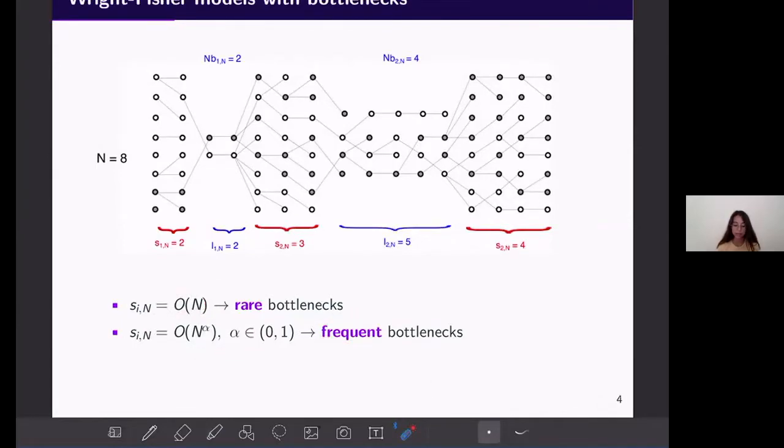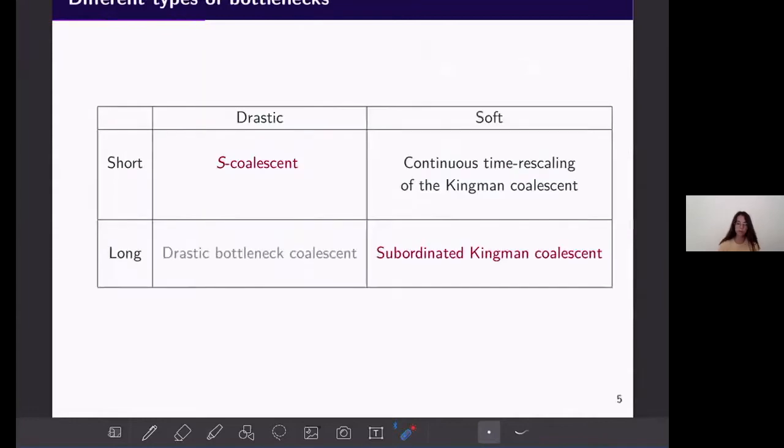This is important because this time scale is the one that we use to obtain the Wright-Fisher diffusion from the Wright-Fisher model. In this work, we will focus on two cases. The short drastic bottlenecks, where the genealogy will be described by the symmetric coalescent. This is the first part of the talk. And the subordinated Kingman coalescent, which is the limiting object that we will obtain in the case of long soft bottlenecks in the second part of the talk.